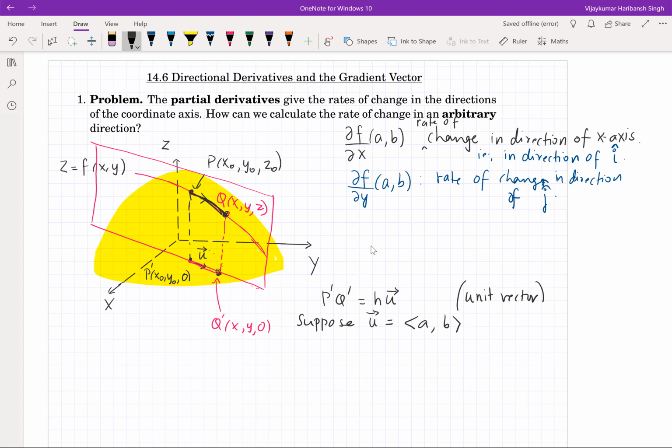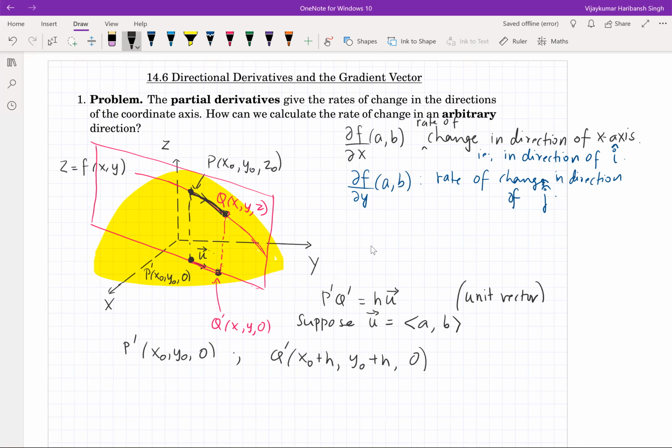Then what is the change of your function in this direction? From this point to this point, the change in the function would be essentially, this point is (x naught, y naught), P prime is (x naught, y naught, 0). And what is our q prime? q prime will have coordinates (x naught plus h a, y naught plus h b, 0).